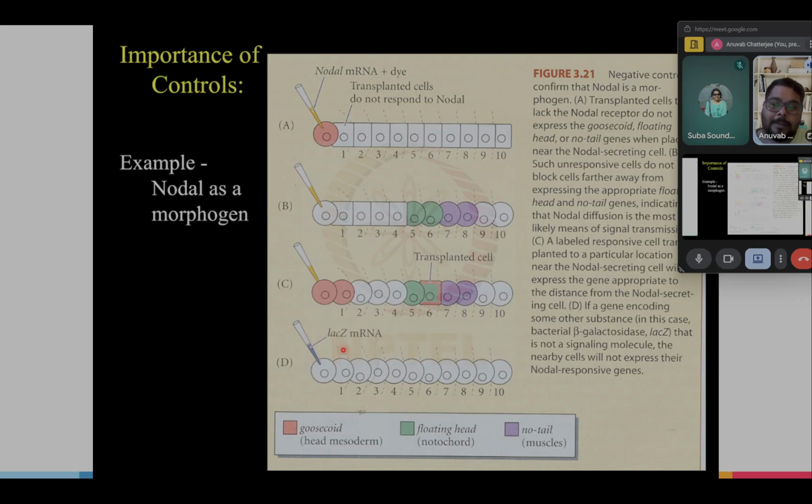And finally, they put in lacZ mRNA to show that it is actually nodal doing it and not pricking of the cells by anything. They put in lacZ and saw no morphogenesis. So all of these negative controls established that it is the nodal concentration from the source and the diffusion of the nodal and the gradient of the nodal which actually causes differential morphogenesis. So the cells receiving the highest amount formed red, followed by white, followed by green, followed by purple. This is how it was established.